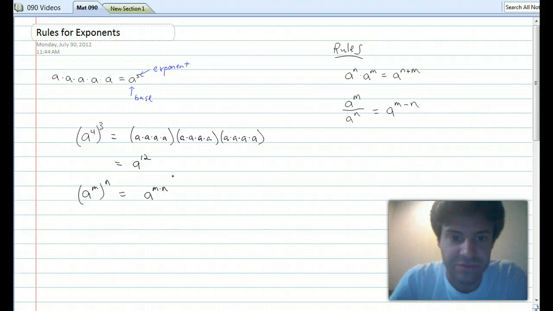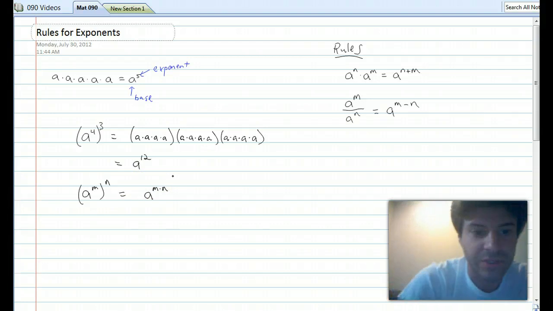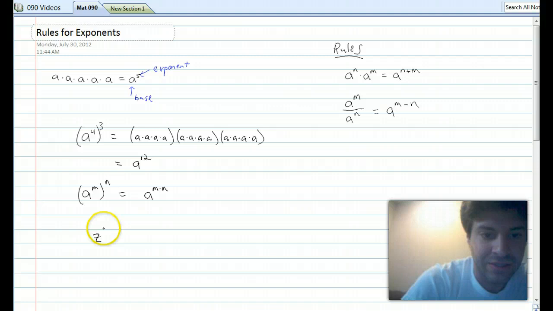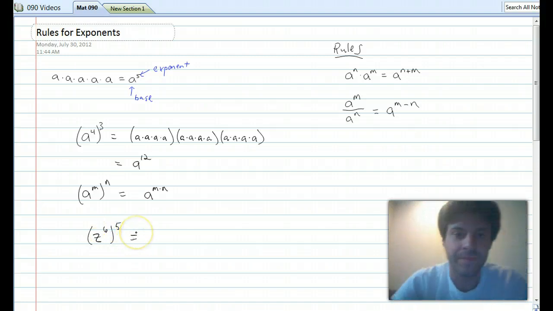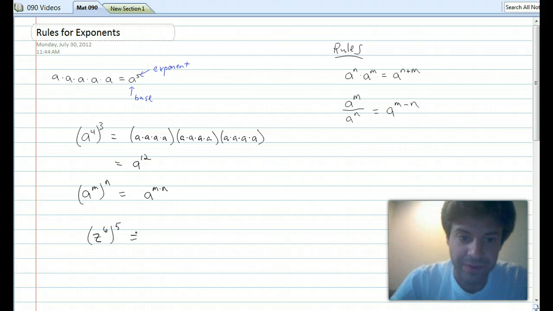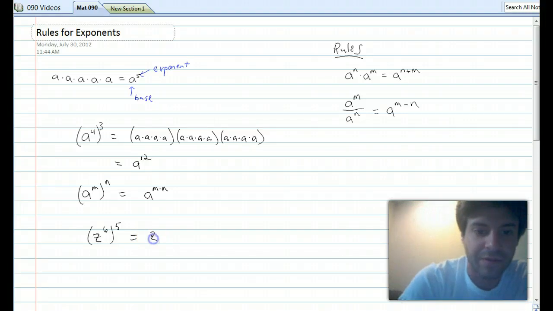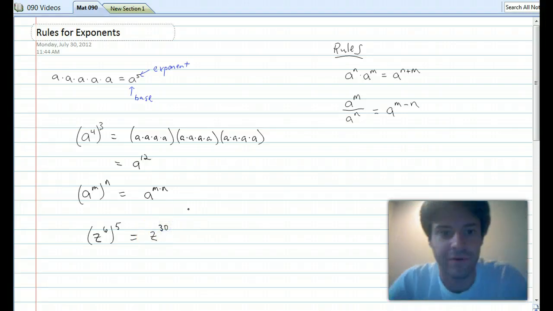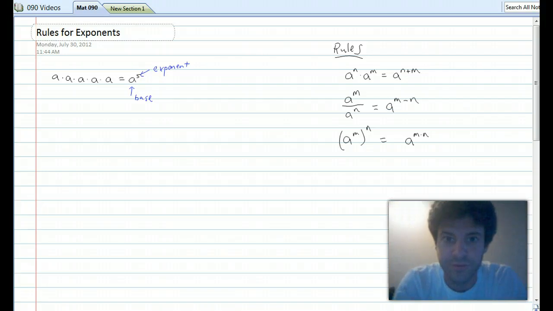That's going to go on our list of general rules, and as a really quick example, let's take z to the 6th power to the 5th power. Well, z to the 6th, all that raised to the 5th power is just z to the 30th. And you get that 30 by multiplying 6 times 5. Okay, so far we have 3 rules.